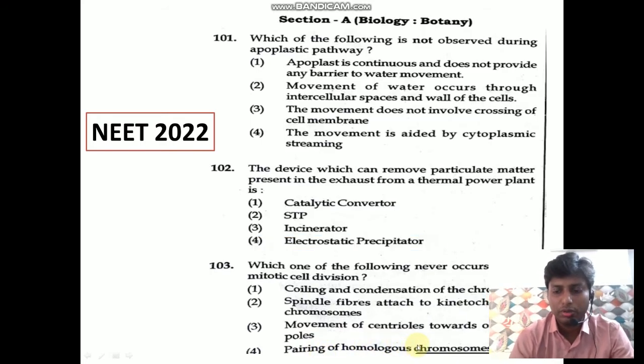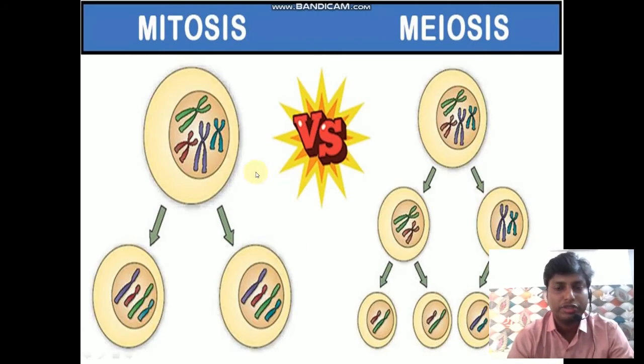Now dear students, if you compare mitosis and meiosis, you can see on the screen that on the left side there is mitosis, on the right side there is meiosis. So what is the major difference between mitosis and meiosis? The first basic difference is that in mitosis only 2 cells are formed, whereas in meiosis a total of 4 cells are formed. Meiosis helps in the formation of gametes, whereas mitosis mainly helps in the growth of the organism.